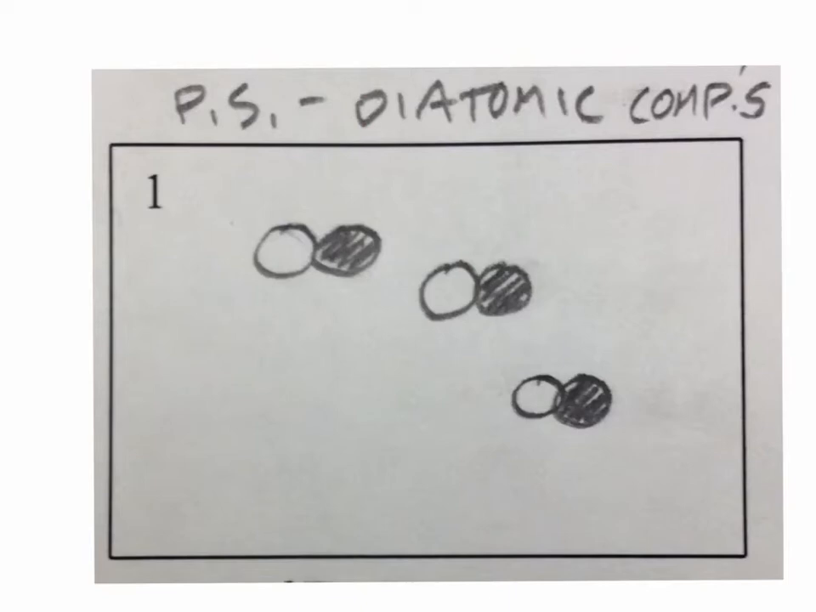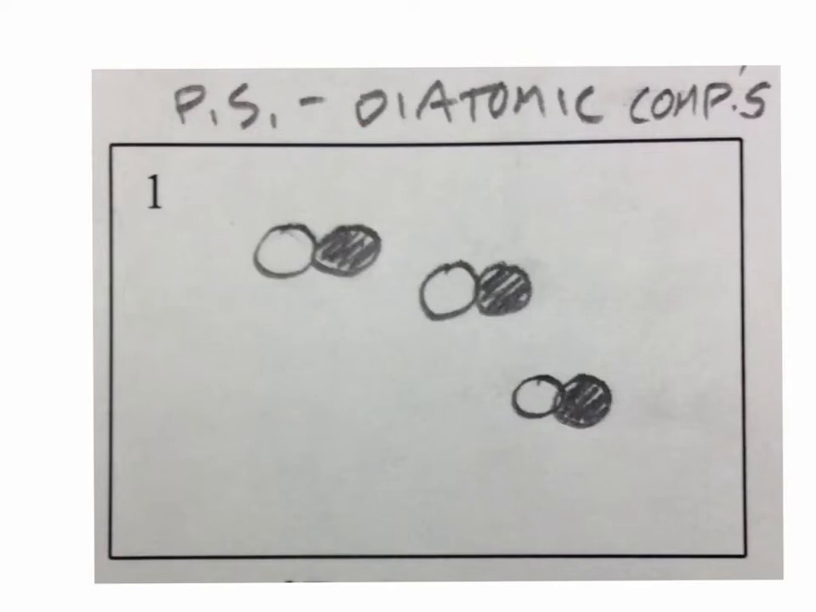So if this was a microscopic view of the contents of a container, like a jar or something, or a sack of sugar or whatever, you would only have one type of chemical in there. It would be purely one thing. It is not a mixture.